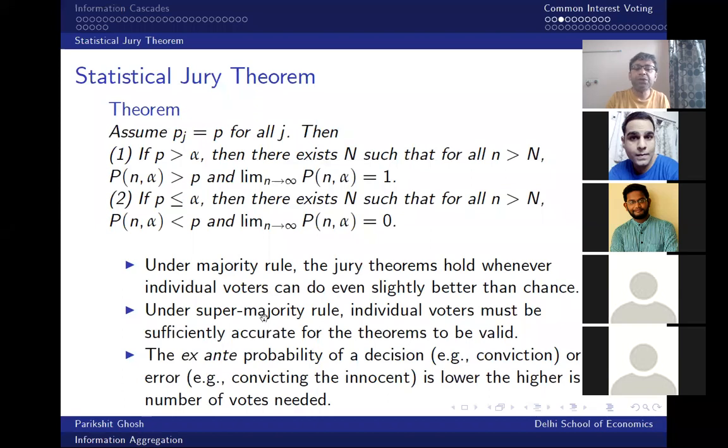If we have supermajority rule, then it may not happen. Essentially, under supermajority rule, individual voters must be sufficiently well-informed or accurate. The probability of making mistakes must be low enough, right? That's the condition that we need. So high thresholds are bad news.